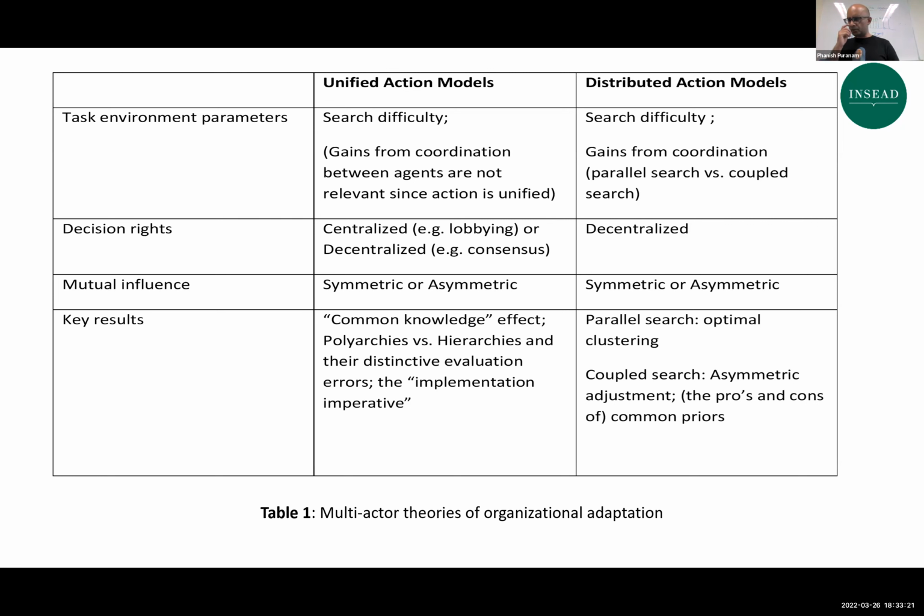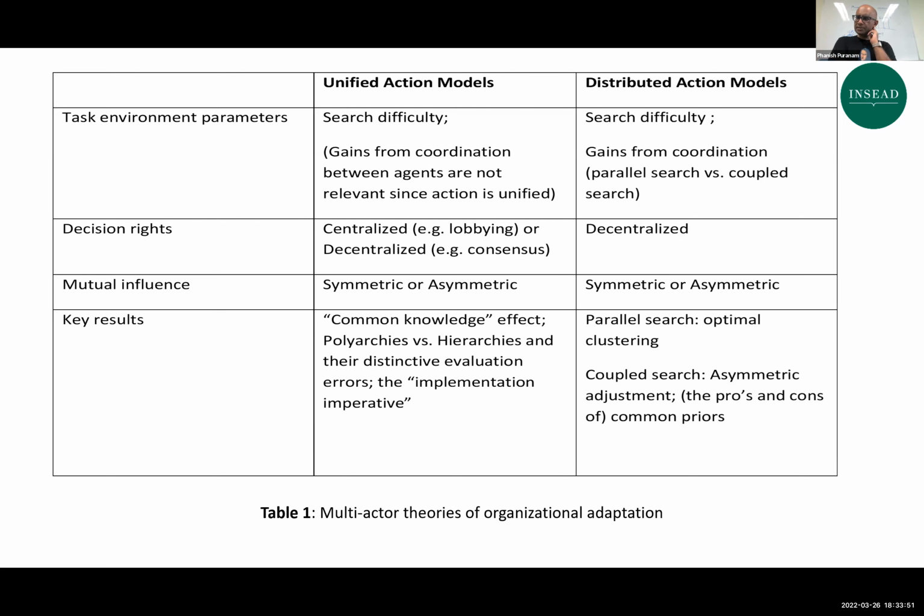In the second column, you have distributed action models where the 2 task environment parameters are search difficulty, in our model delta, and gains from coordination, which is chi. When chi is 0, you have a parallel search world. When chi is 1, you have a coupled search world. Okay. The decision rights by definition are decentralized because everybody is acting. The influence structure can be symmetric or asymmetric like in our model. And the result that we see there for parallel search is the Fang et al. result, which is optimal clustering.